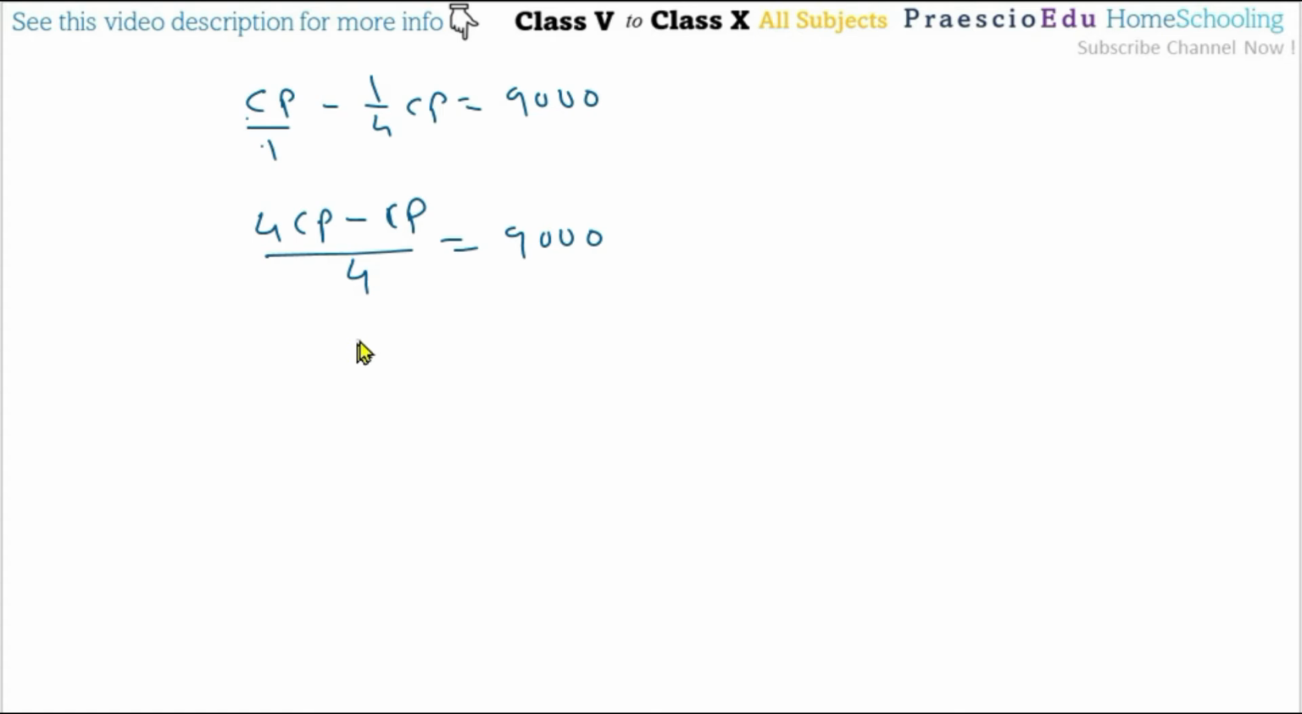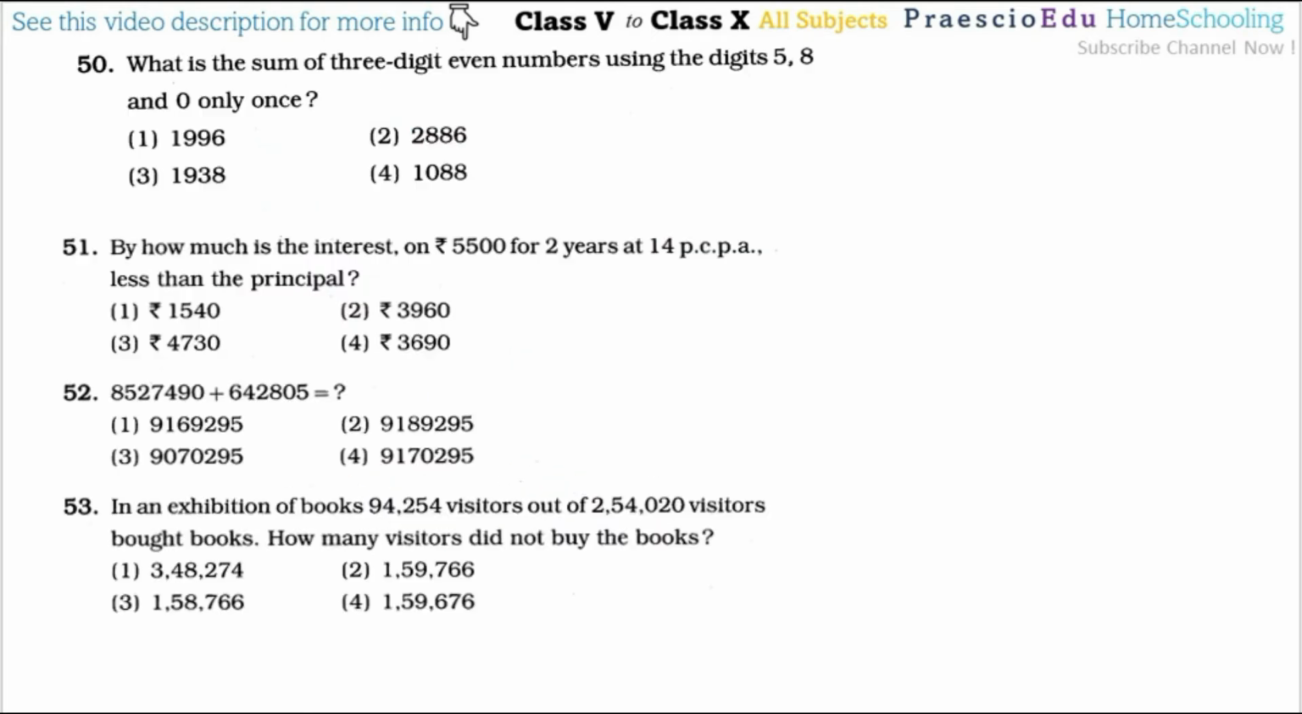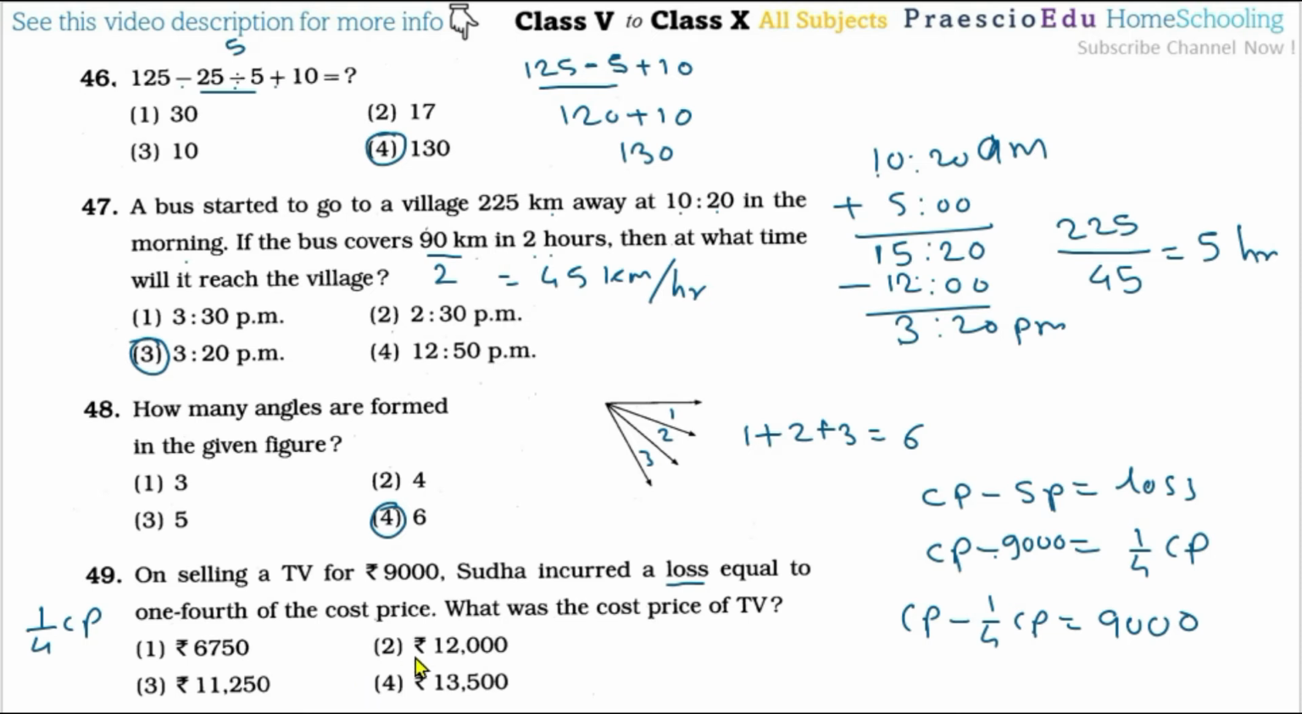Now this is 3/4 CP is equal to 9,000. Now this is multiplication, it will go to division, and then we will take the inverse or reciprocal also. So 9,000 multiplied by 4/3. After the reciprocal, it will be a multiplication. So 3 ones are 3 and 3 threes are 9, and the 0 means that is 3,000. So 3,000 multiplied by 4, that is 12,000 is the cost price, and this is given in option number 2.